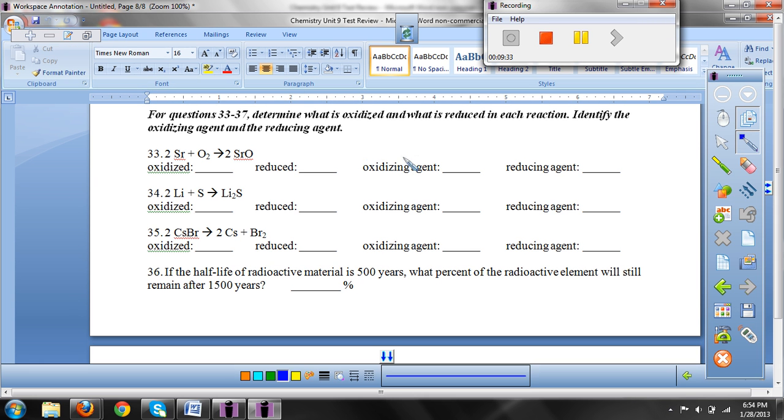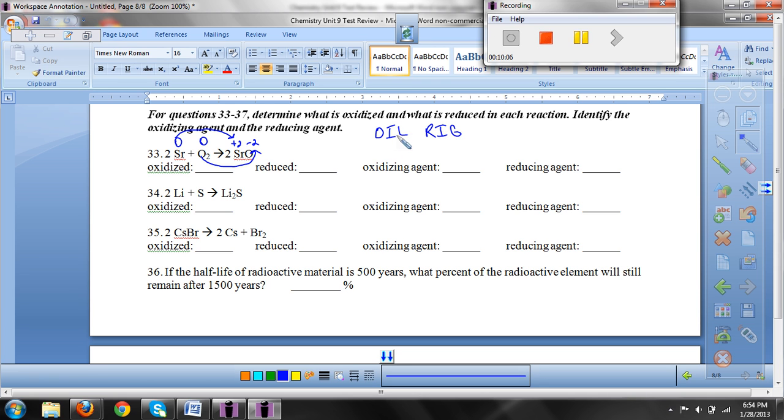Okay. This one says, for questions 33 through 37, determine what is oxidized and what is reduced. Identify the oxidizing agent and the reducing agent. So I looked at strontium. Strontium by itself has no charge. Oxygen by itself has no charge. But when I brought them together, that was a +2 and a -2. How do I know? I looked at the periodic table. So strontium went from 0 to +2, so it lost some electrons. Oxygen went from 0 to -2, so it gained some electrons. Remember, oil rig.